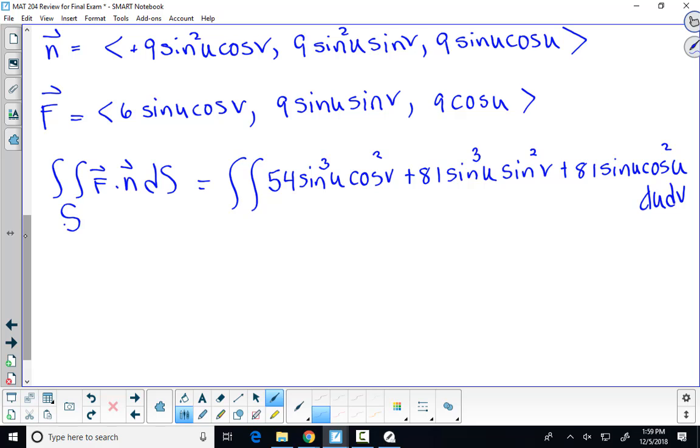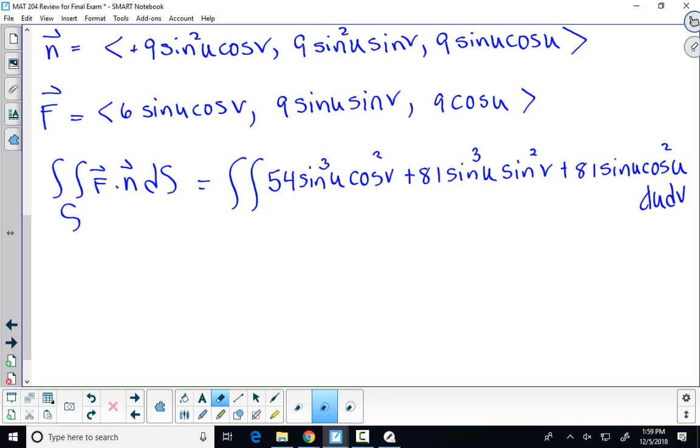We could always factor out a sine cubed u. Right, but that's not going to help us in terms of the integration, because the last term doesn't. Do we need to write down the integral for sine cubed and cosine cubed? Because those seem to appear quite a bit.